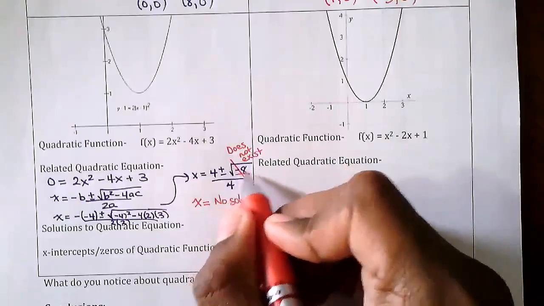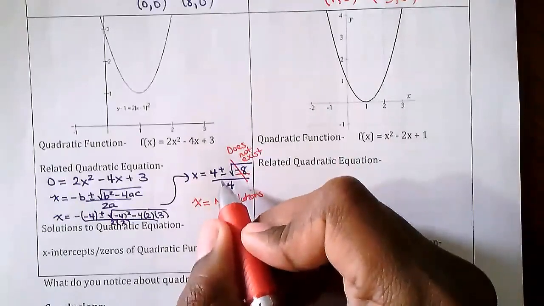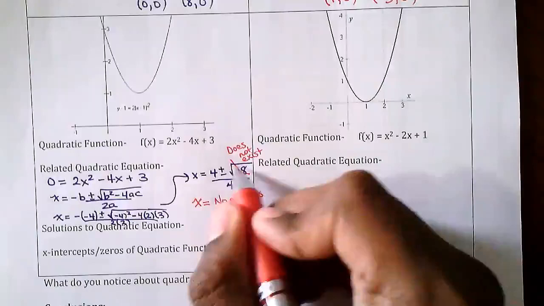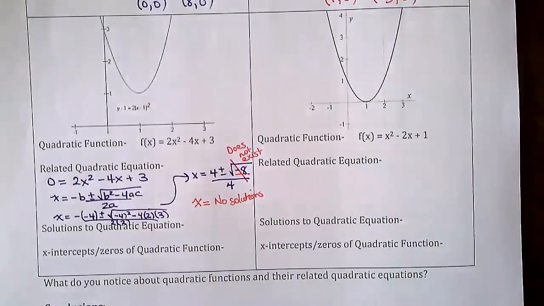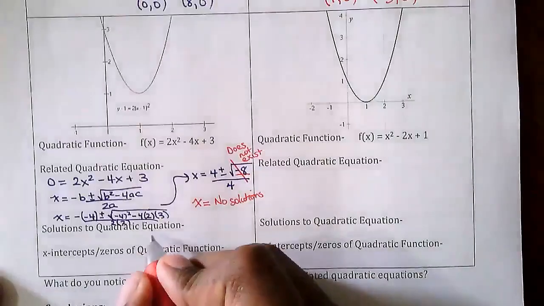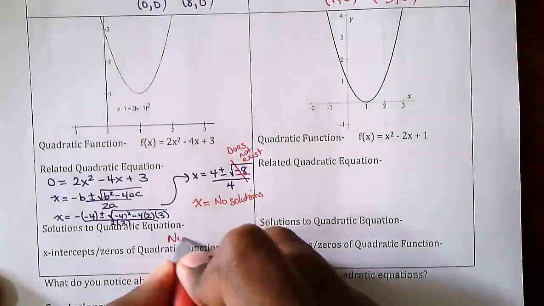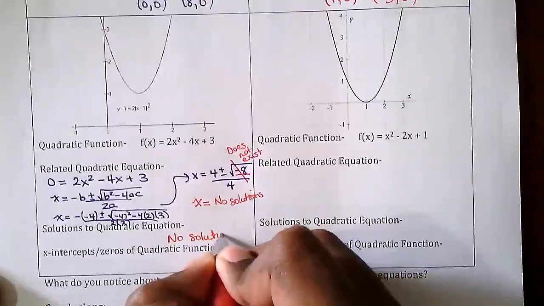So if one part of this expression doesn't exist, then the whole thing doesn't exist. So there are no solutions, no particular solutions to this quadratic equation. So what are its solutions? Well, there are no solutions.